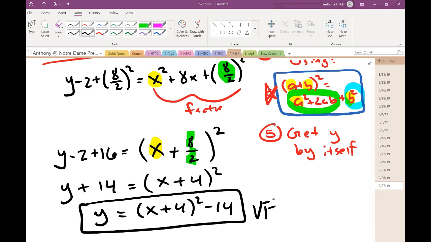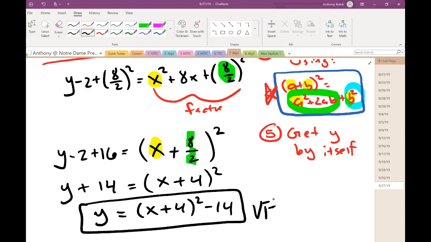Is everybody okay there? So if I compare this vertex form equation with the equation that we started with, if I looked at the graphs of them, what would I expect to see? They should be the same, right?